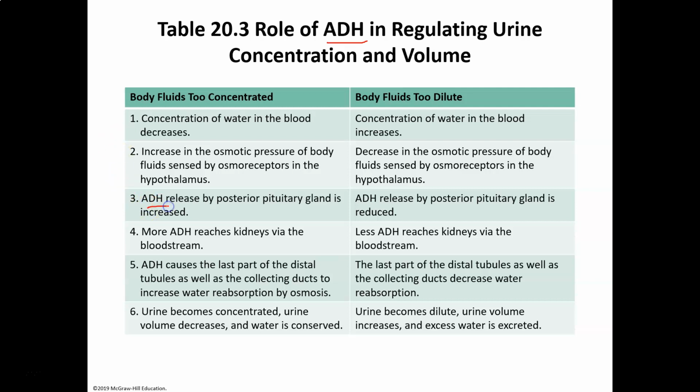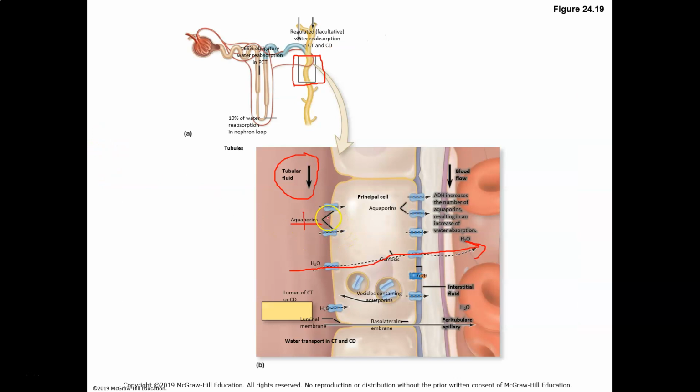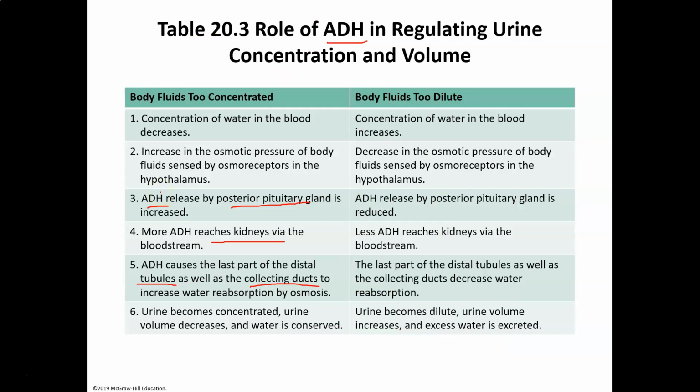ADH. ADH is released by the posterior pituitary. And now you know where it goes. Reaches the kidneys, last part of the distal tubule, and mostly in the collecting tubule. Mostly the collecting tubule, but a little bit of the distal tubule. Causes water reabsorption by osmosis, but it does that because it creates more aquaporins. And water flows through those. And urine becomes concentrated, and urine volume decreases, but you save some water.